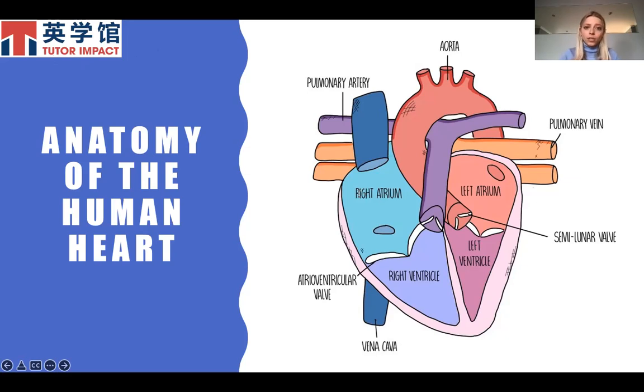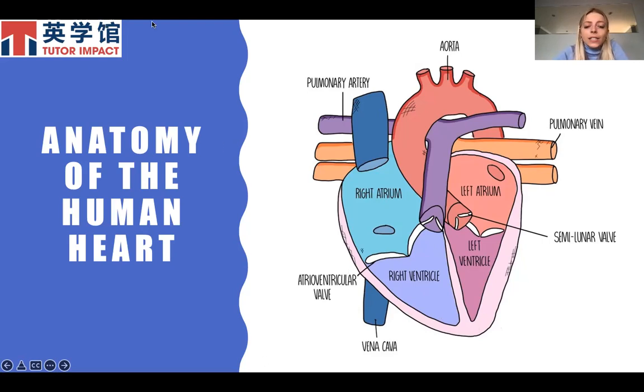Whereas, as we'll go on to discuss later, the right-hand side of the heart only needs to send blood to the lungs. So it doesn't need that extra muscle wall to pump it around the body. So as we said, the left-hand side has this much thicker wall to pump the blood all around the body. And this left-hand side carries oxygenated blood, whereas the right-hand side carries deoxygenated blood, sorry. So left-hand side has oxygenated blood, which means it contains oxygen, whereas the right-hand side doesn't.